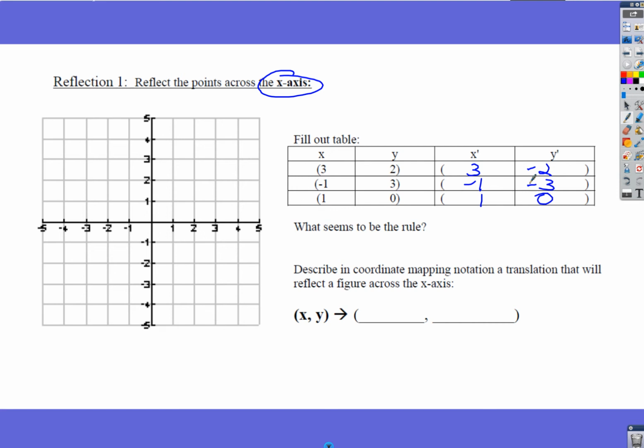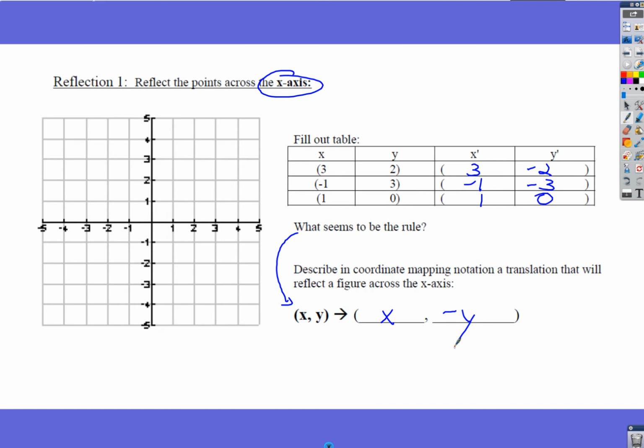So, what seems to be the rule, which really can be answered here. I guess if you were to do it verbally, you would say change the sign of the y. But this here is what was shown to you on the first slide. What is the rule in arrow notation or coordinate notation, whatever you want to call it, for an x-axis reflection? The x stayed the same, and the y changed sign. I'm just rewriting what's on the first page.